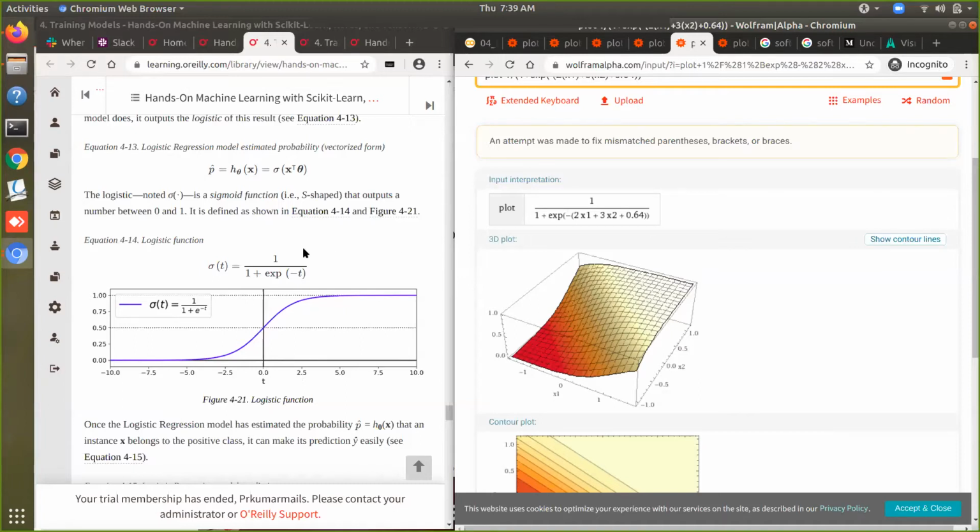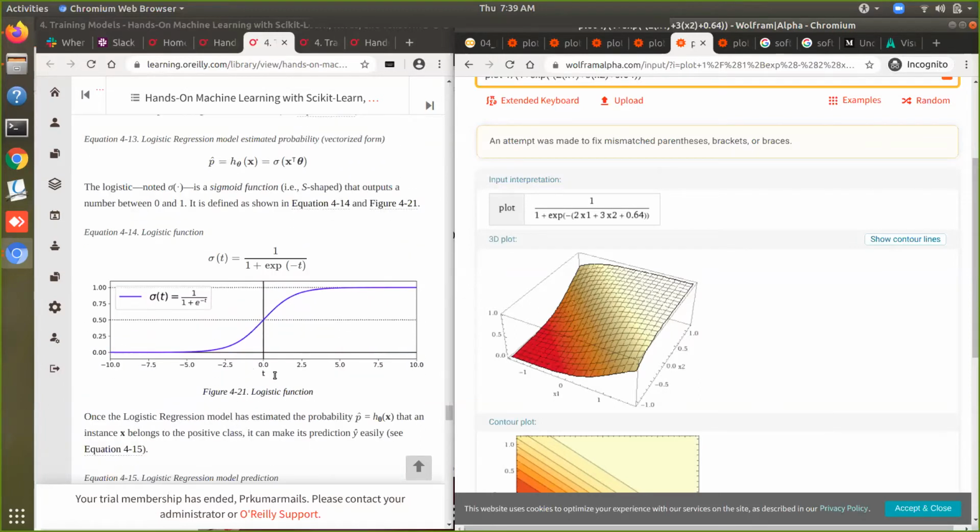Then the next one is how do we define our cost function?